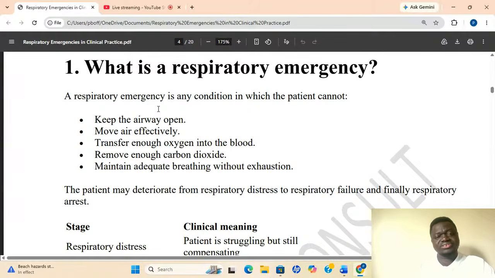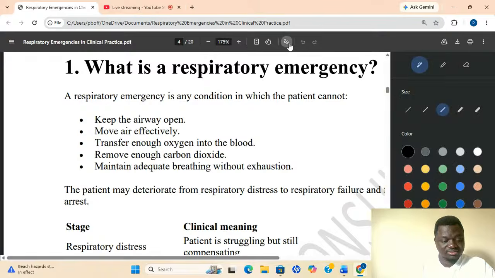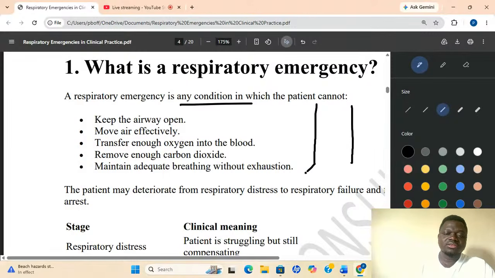When we say somebody is in respiratory emergency, it is any condition in which the patient cannot keep the airways open. So this is your airway.